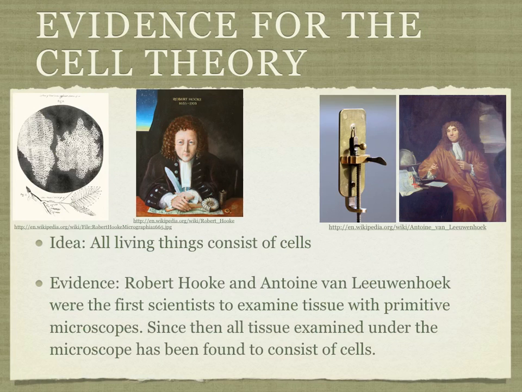Now, when we talk about the theory, we need to also talk about the evidence for the cell theory. For the idea that all living things consist of cells, the evidence was provided mainly by two scientists, many more at that time, but mainly these two, Robert Hooke and Antoine van Leeuwenhoek, who were the first scientists to examine tissue with primitive microscopes. Robert Hooke was the first one to actually start calling them cells, because he observed, as you can see in the picture over there, the cells that are part of a cork tree, a cork plant.